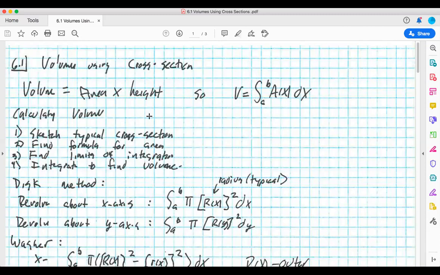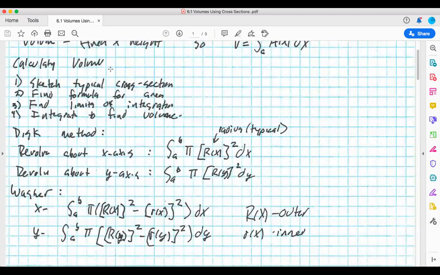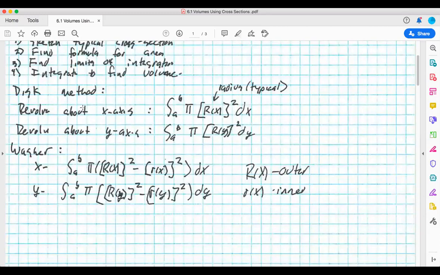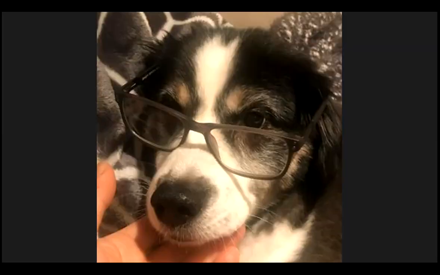Now, we're going to do this in a couple different ways. We want to calculate the volume. First, we want to sketch a typical cross-section. Like you're going to want to draw a graph. Then we're going to find the formula for the area of a typical cross-section. Then we'll find the bounds of integration or the limits of integration. Then we're going to integrate to find the actual volume. Now, there's two things that we want to look at here, and one's the disk method and one's the washer method. So let me kind of show you what's going on with those.